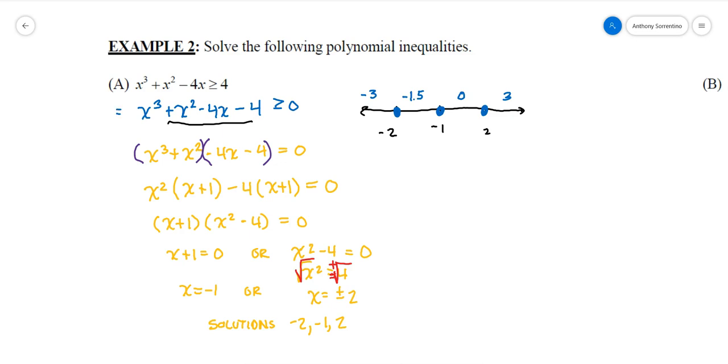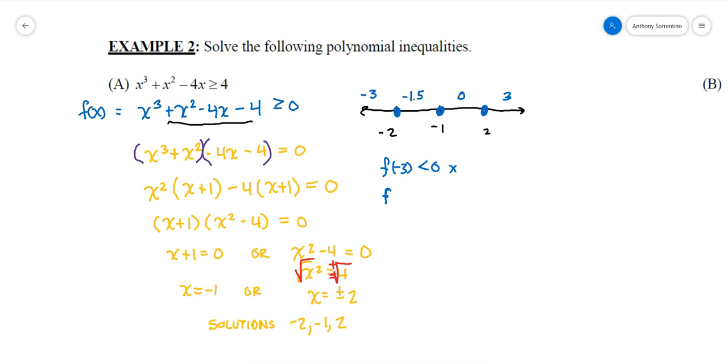This is my f of x value. And I would figure out f of negative 3, f of negative 1.5, f of 0. So if I use the negative 3, I'm going to have negative 27 plus 9, which is negative 18, plus 12, which gives me a negative 6, and then minus 4. That's going to be negative. So that's not greater than or equal to 0, so negative 3 doesn't work. f of negative 3 was less than 0, so that doesn't work.